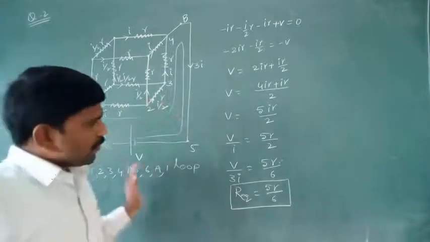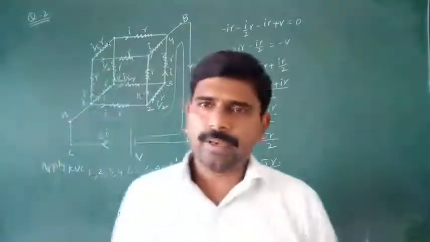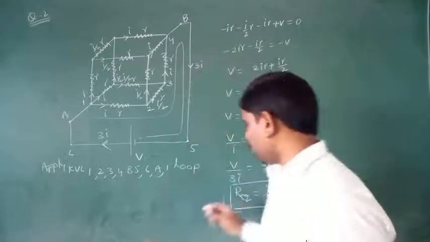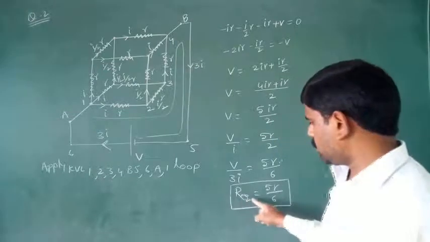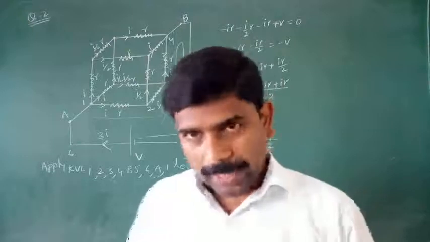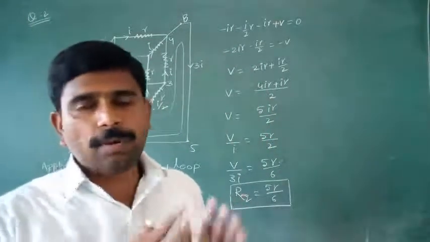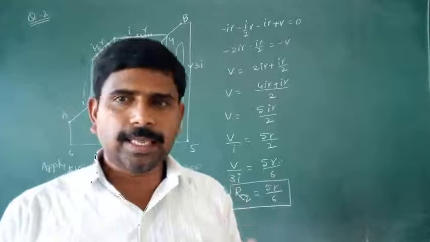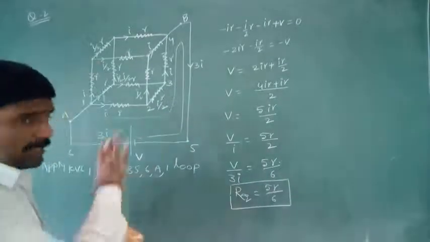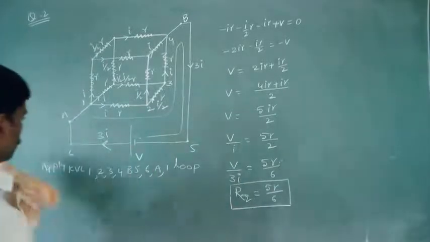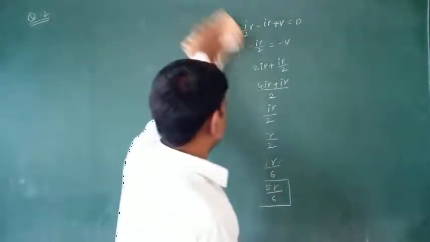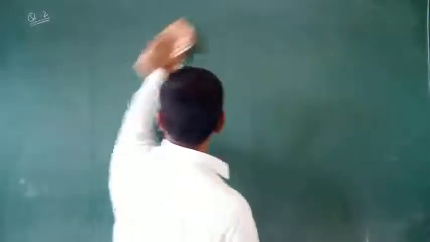Here, the same problem we will solve using another way, that is the equipotential method. Try to observe what is the answer. Equivalent resistance, R equivalent is equal to 5R by 6. So by using the equipotential method also we are getting the same answer. Same problem we are solving in another way.